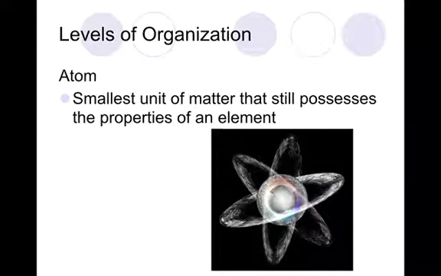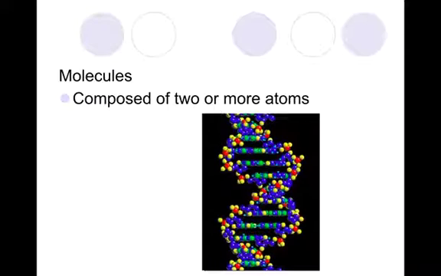So let's talk about our levels of organization. Atoms are the smallest unit of matter. They're the smallest unit that still possesses the properties of an element. We know that we can split atoms, but when we split them, they don't still have all the properties of that element that the atoms make up. Next, when we have one or more atoms that come together, they will make molecules.